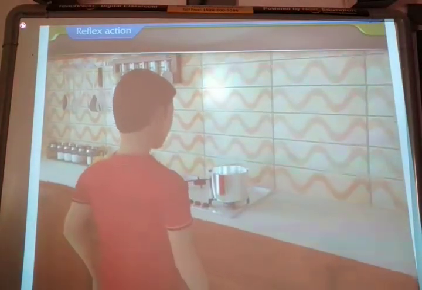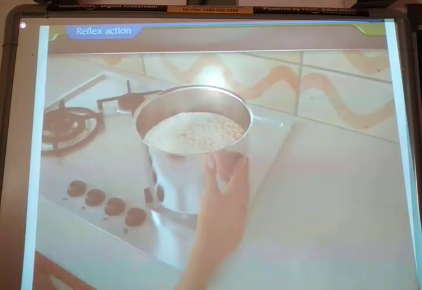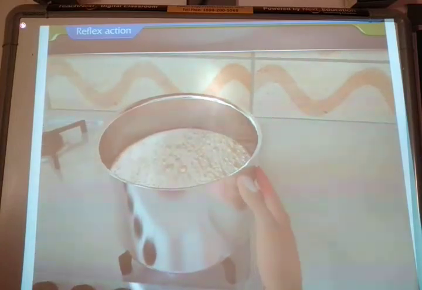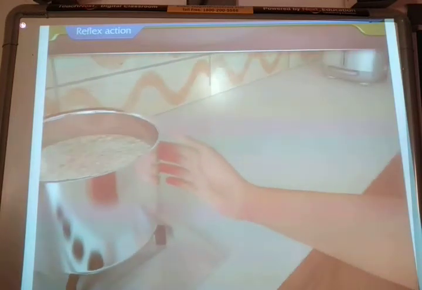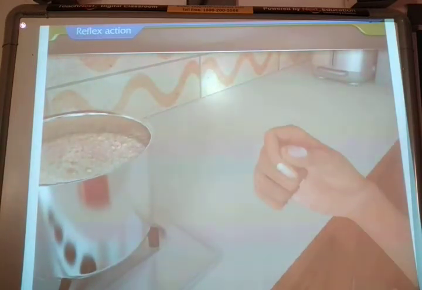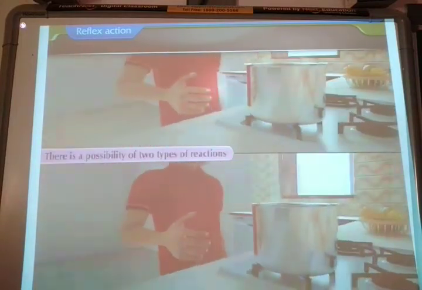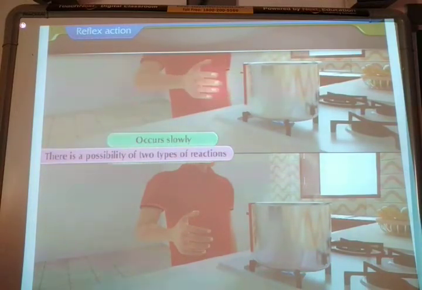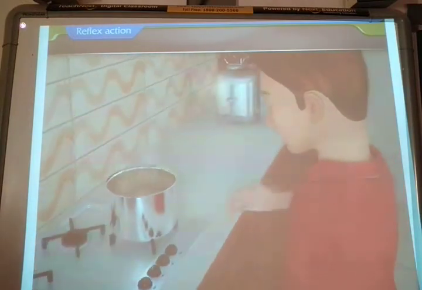Consider the act of touching a vessel containing very hot tea. It is a dangerous situation for us. In this case, we realize the pain and chances of getting wounded. Hence, we withdraw our hand. Under such situations, there is a possibility of two types of reactions, one which occurs slowly and the other which occurs instantaneously. If the impulses were to be conducted through the neurons, then it would take quite some time for us to react to the situation. But the responses to such reactions are quick and immediate.